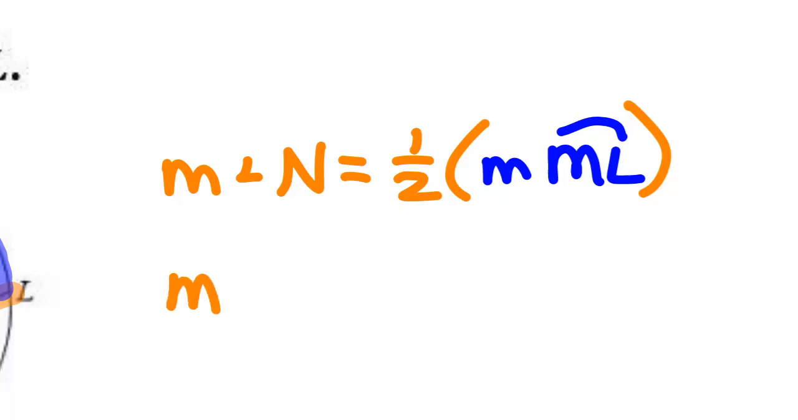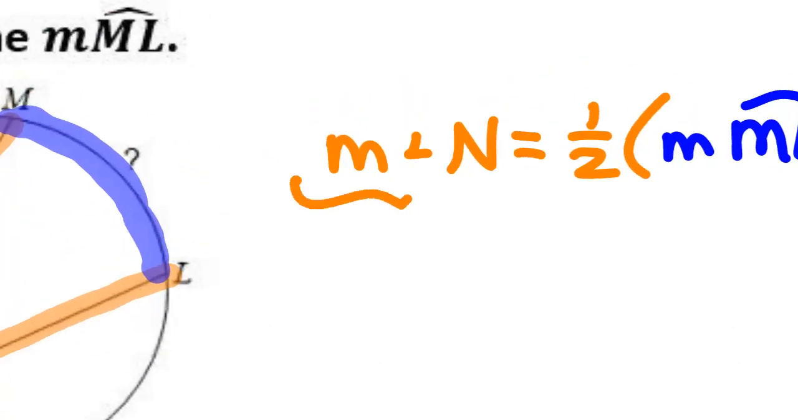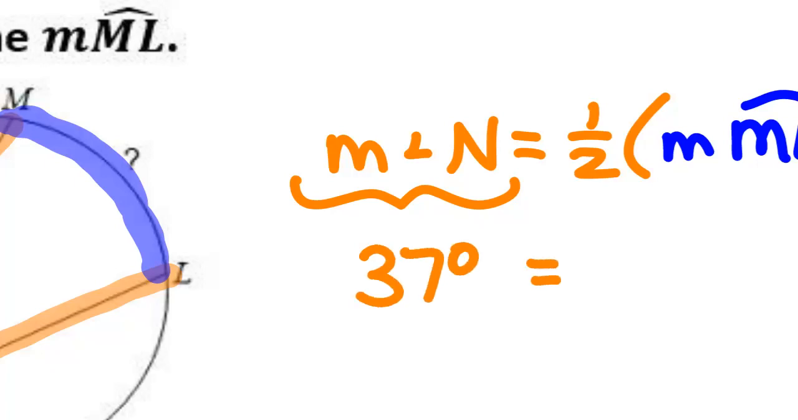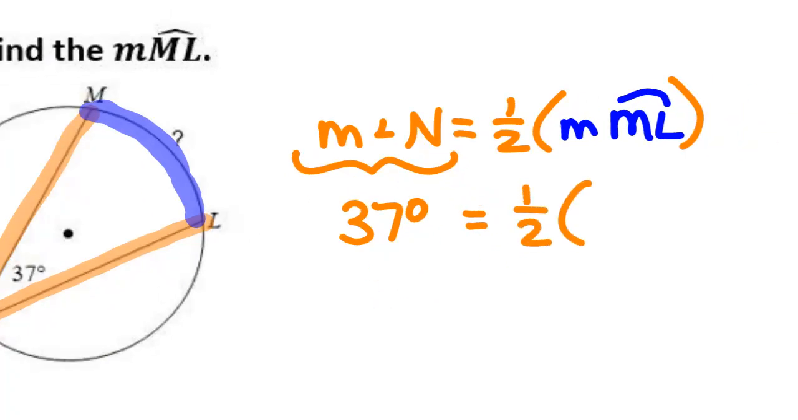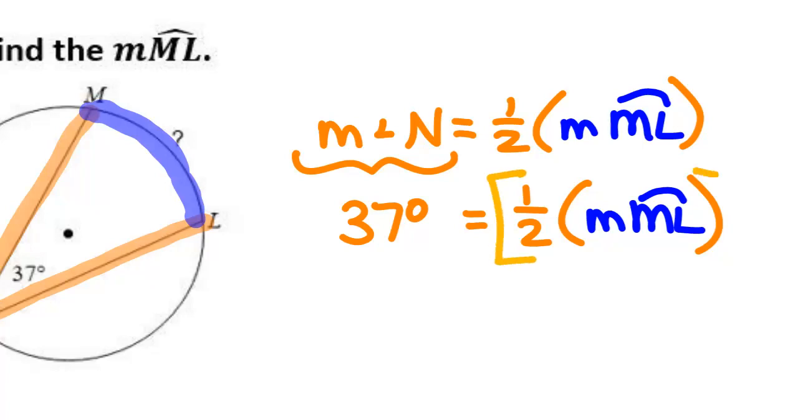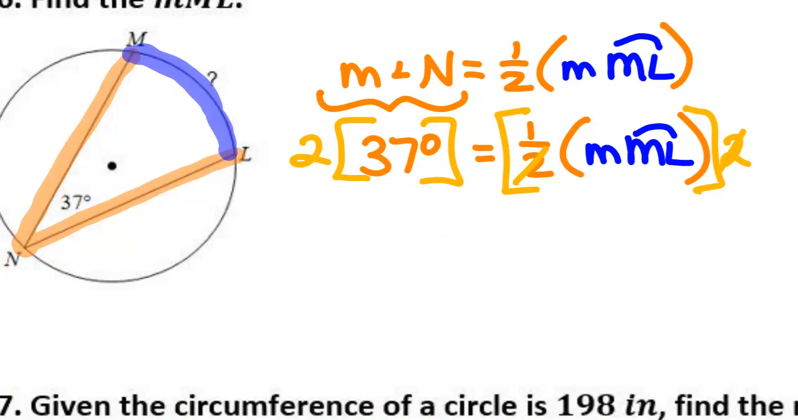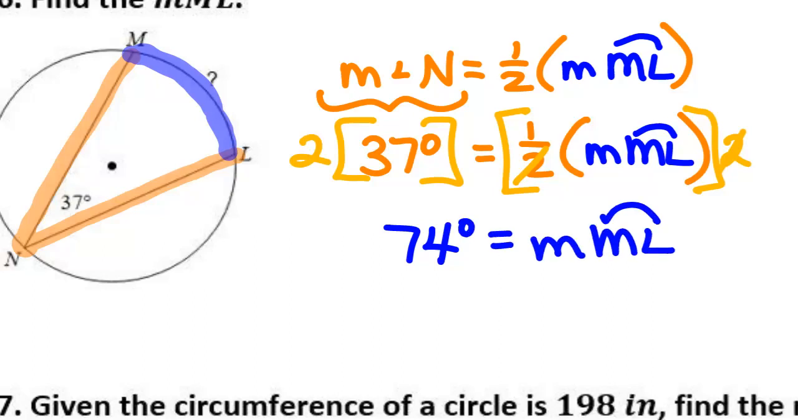Well, we know that angle N is 37 degrees. So 37 degrees equals 1/2 measurement of ML. How do I get rid of the 1/2? Multiply by 2 on both sides. It's going to cancel out my denominator here. What is 37 times 2? 74. So 74 degrees is equal to the measurement of arc ML.